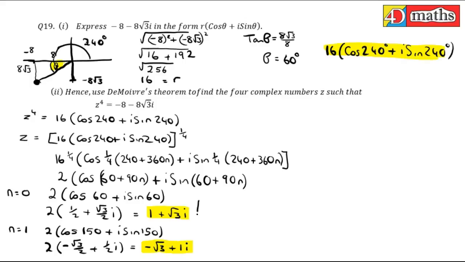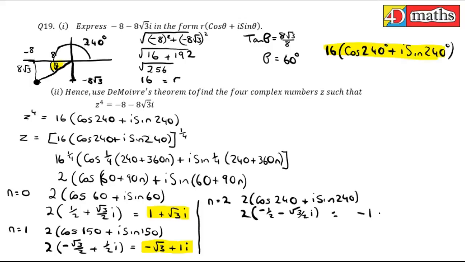So I'm going to fit the other two answers in here. n equals 2 is next. So that would be 2 cos, if you put 2 in for n then, you get 240 plus i sin 240. Working that out, cos of 240 is minus a half. Sine of 240 is minus root 3 over 2 i. And multiplying that out, you get minus 1 minus root 3 i. Okay, so that's my third answer.